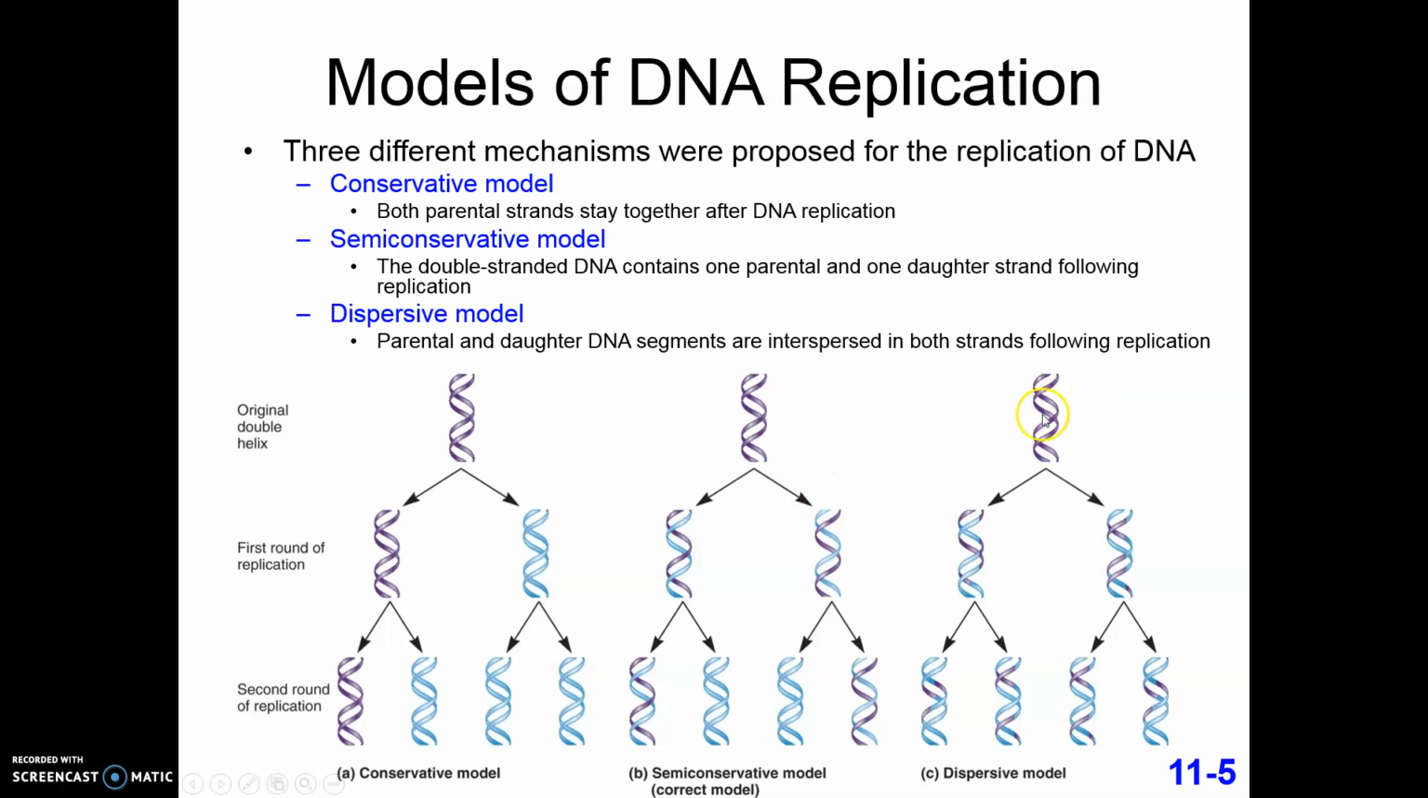Yet another distinct possibility, just looking at the theoretical possibilities, is that you take the original DNA, and in the process of replicating it, it becomes a mismatch of where the original and where the daughter DNA is. And this would be referred to as the dispersive model, because where the original chunks of DNA are would be kind of randomly scattered throughout the daughters.